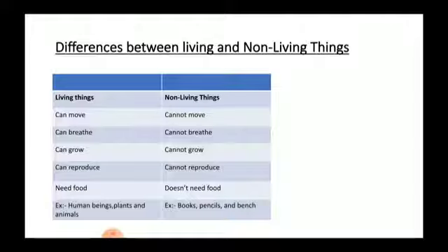Coming to examples between living and non-living things, we have examples for living things like human beings, plants and animals. Whereas for examples of non-living things, children, you have many things around you which you can mention. Here I have mentioned books, pencils and bench. So these are the differences mainly you need to remember between living and non-living things. Next, after this particular topic, here ends the chapter on non-living things and living things.